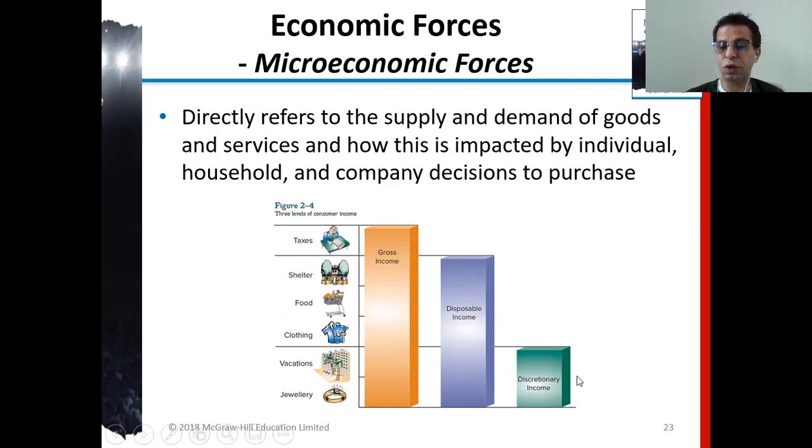And then there is what you call discretionary income, which you spend on vacations and jewelry. Why do we differentiate? Put it this way: if a household or individual spends all of his income on disposable income items, such as shelter, food, and clothing, there is not much remaining for discretionary income from his savings, where he can buy gold or go on a vacation.